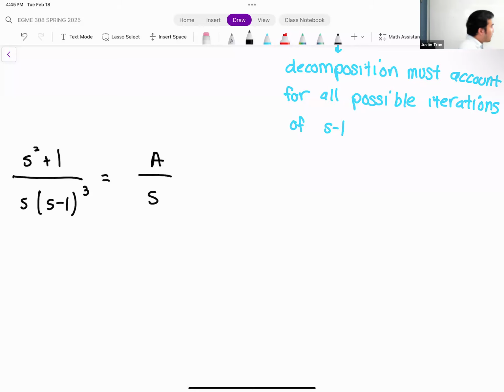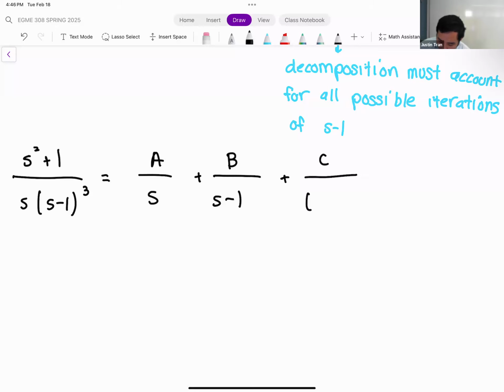Right, so that one's pretty obvious because we have a component of 1 over s in the denominator on the left-hand side. Then we have components for the s minus 1 cubed. But remember, when you have an entry or a component that occurs more than once in the denominator, you have to account for all possible iterations. Okay? So what that means is that we're going to add plus b over s minus 1. Okay, so that is the first iteration.